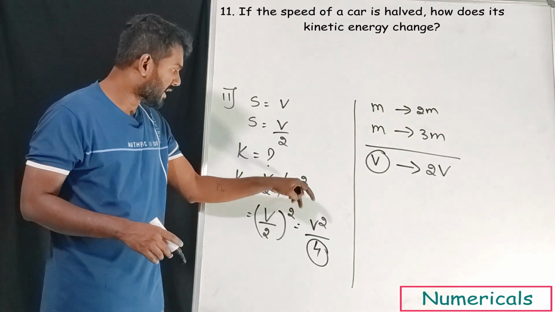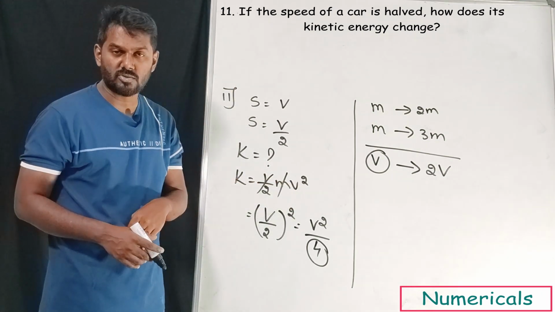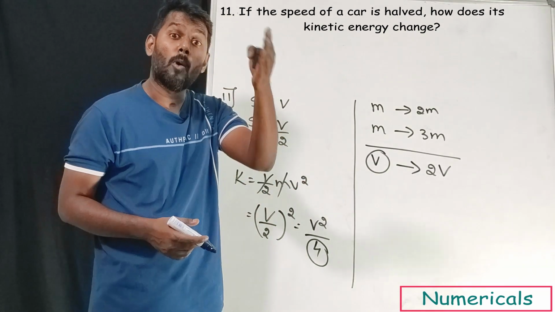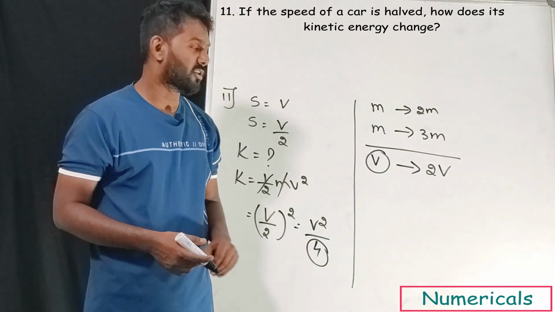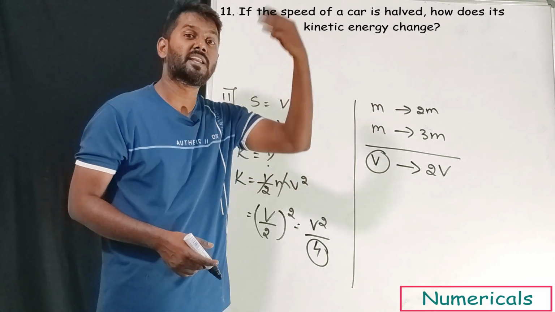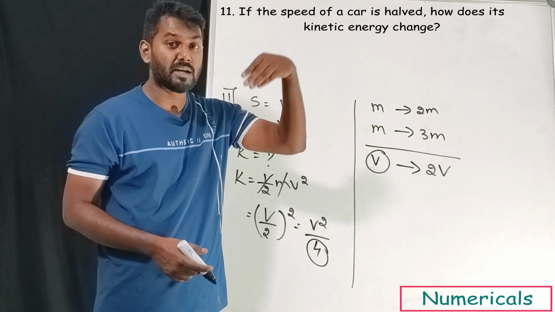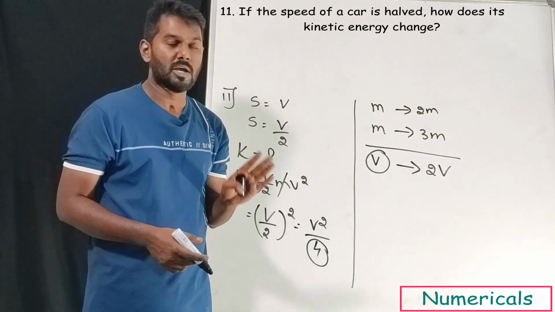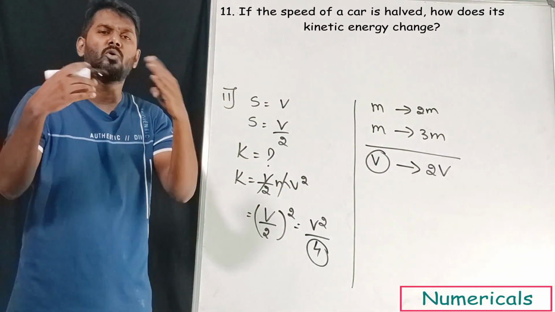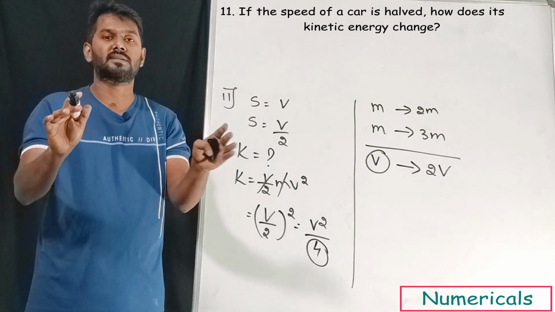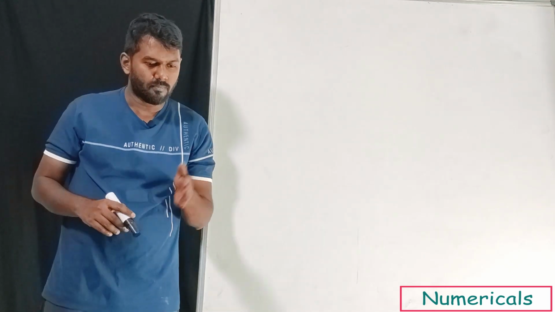If the velocity is reduced to 1/3 of its original value, then kinetic energy will reduce to 1/9 of its original value. So if the velocity increases 2 times, kinetic energy increases 4 times. If the velocity decreases by 2 times, kinetic energy decreases by 4 times. So if you know this pattern, any question formed using kinetic energy, you will be able to answer it.